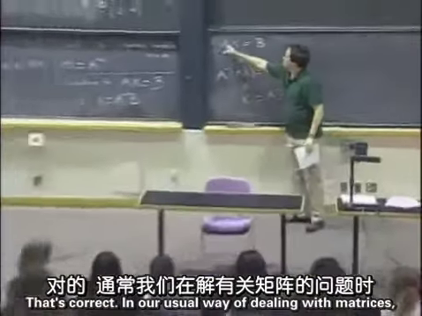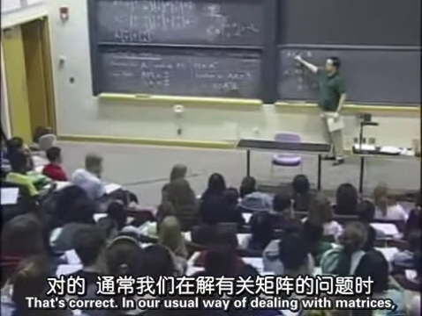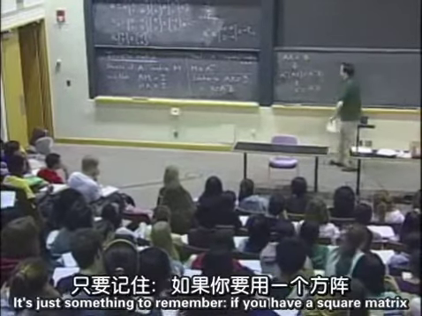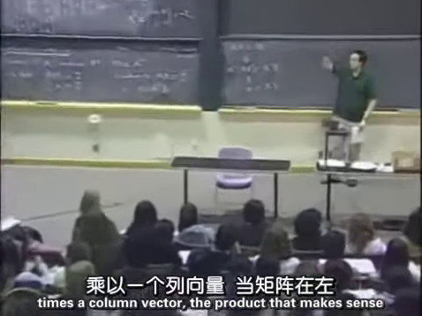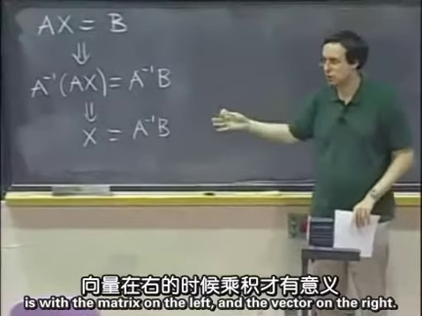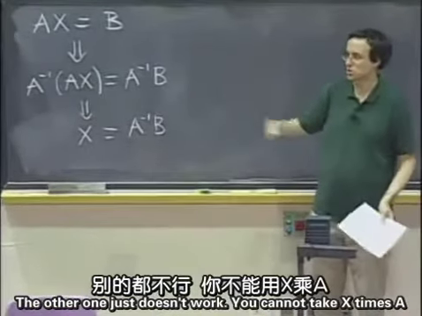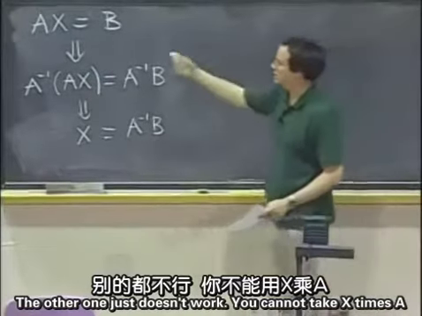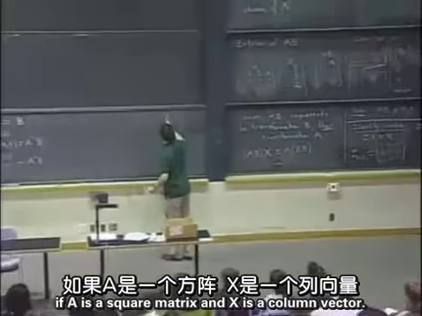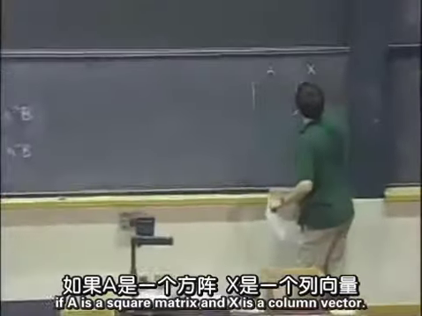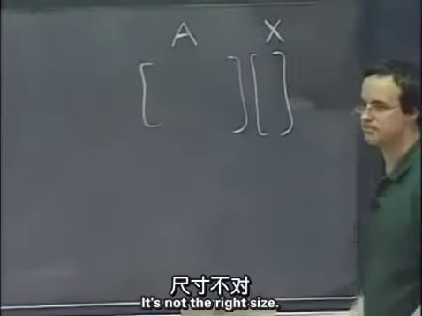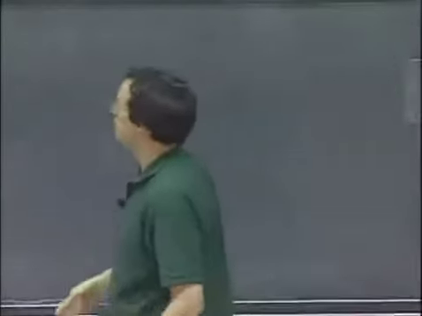That's correct. In our usual way of dealing with matrices, where the vectors are column vectors, it's just something to remember that if you have a square matrix times a column vector, the product that makes sense is with the matrix on the left, the vector on the right. The other one just doesn't work. If A is a square matrix and x is a column vector, you cannot take x times A. This product makes sense. The other one doesn't make sense. It's not the right size. Okay.